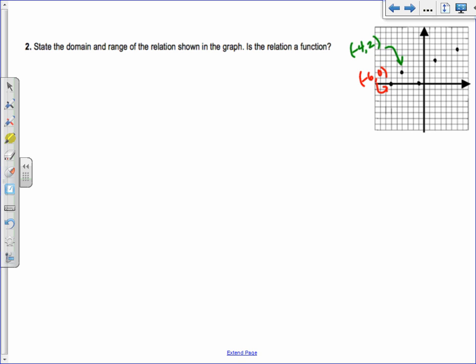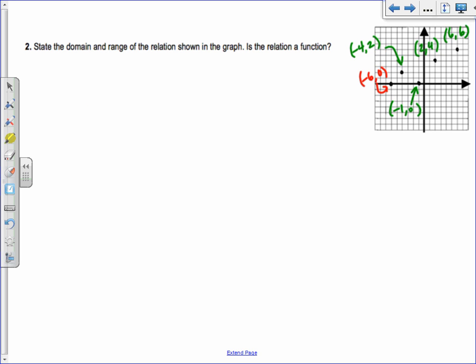The next one is negative 1, 0. The next one is 2, comma 4. And the last one is 6, comma 6.